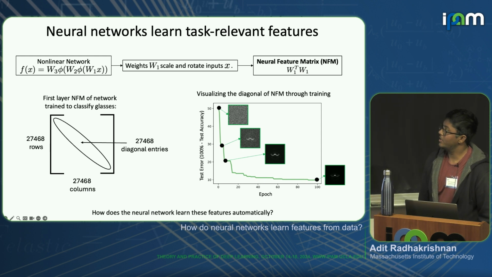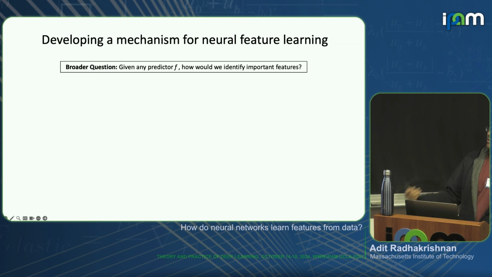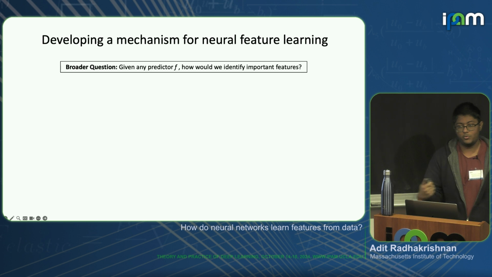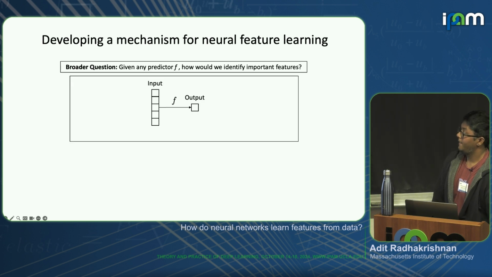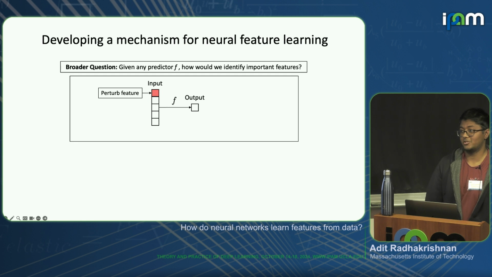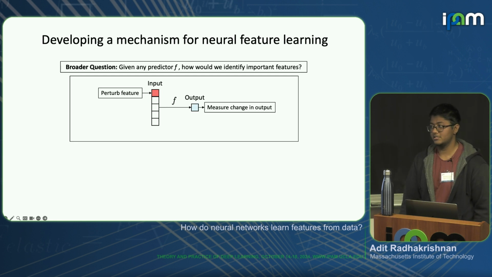In order to answer this question, let's take a step back and ask the broader question, which is, suppose we knew nothing about neural nets. If we're just given a predictor f, how would we go about identifying important features for prediction? The idea here is that I have some input and I have an output. What I can do is perturb each feature. I can change each feature on the input a little bit, and see how the output changes.